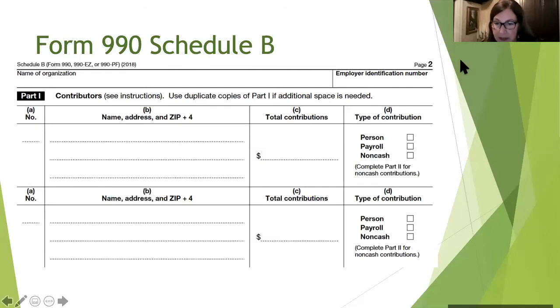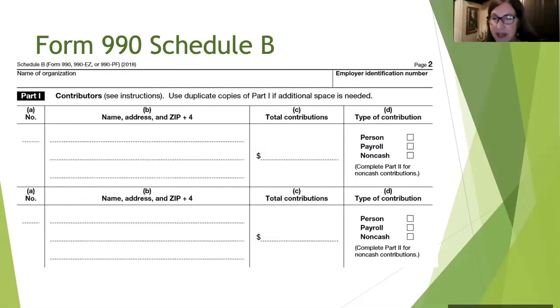Let's see. And then Chris, are corporate donations and grants from foundations? Yes, absolutely. Any donation, not just individuals, but those corporate donations and foundations are considered public support.